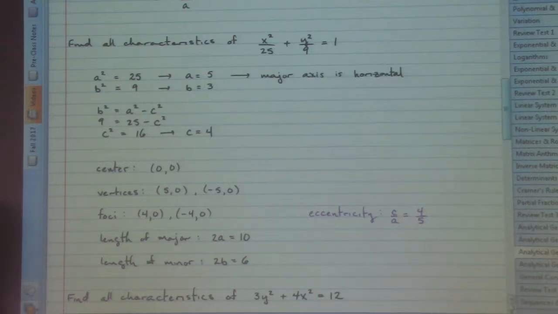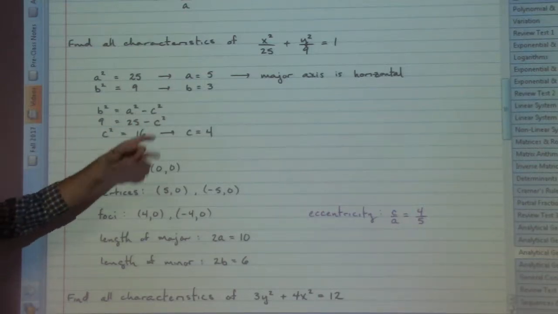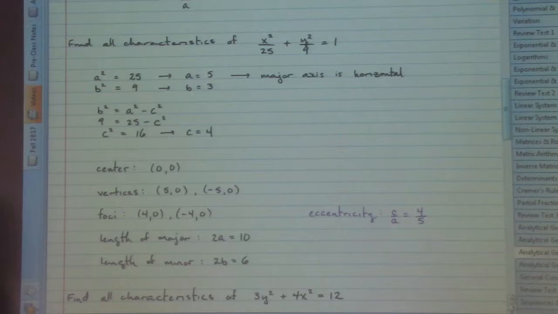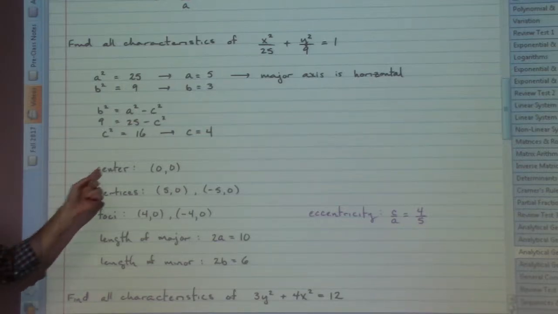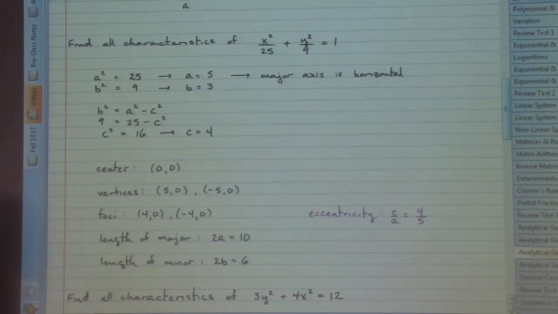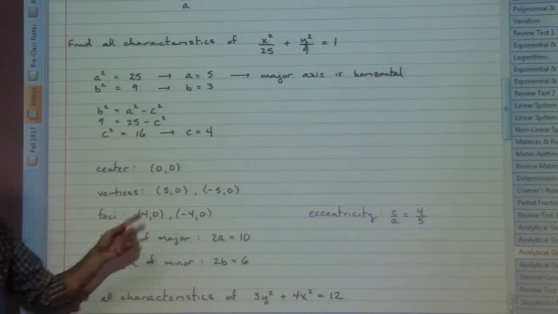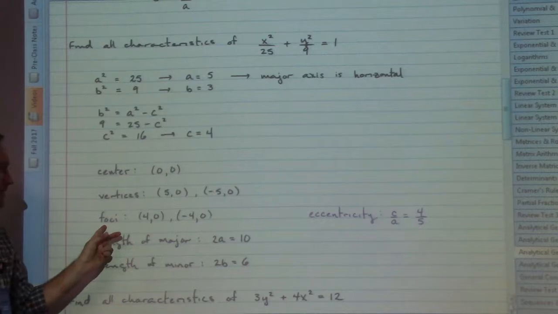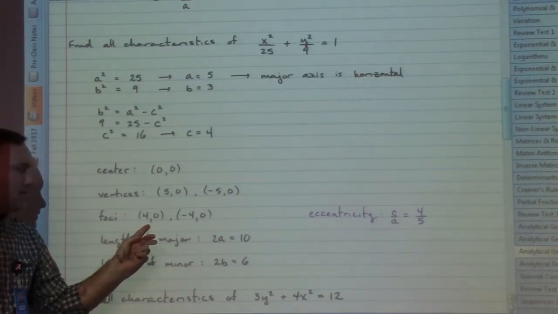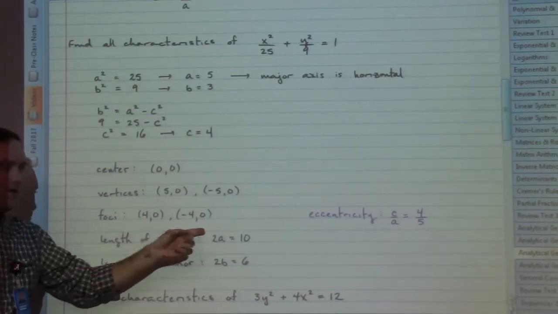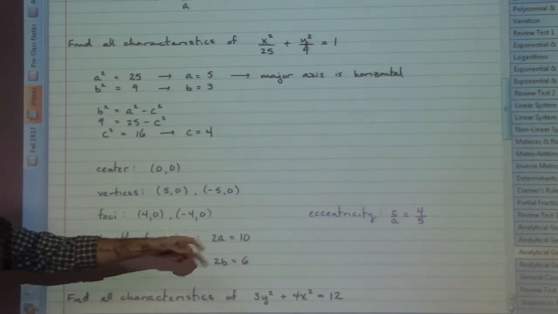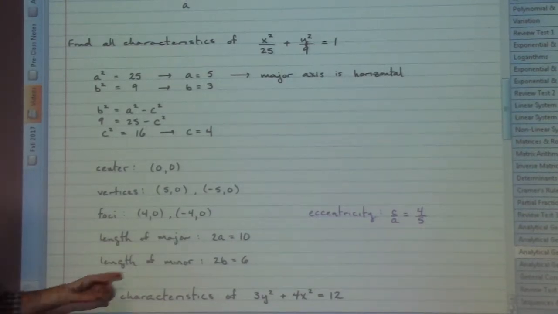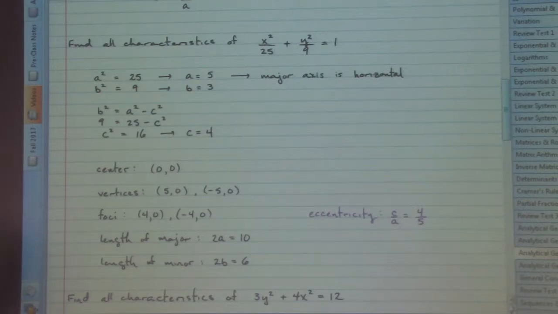The standard relationship between the a's, b's and c's is that b squared is equal to a squared minus c squared. That allows us to calculate c. In this particular case, c is 4. So we would have our center, and our vertices based on the a value: a comma 0, negative a comma 0. Foci, foci, c would be related to the foci: 4 comma 0, negative 4 comma 0. The length of our major axis, 2 times a, is 10. The length of our minor axis, 2 times b, is equal to 6.